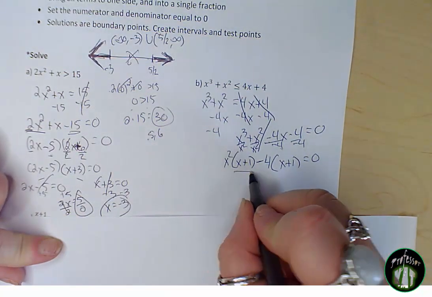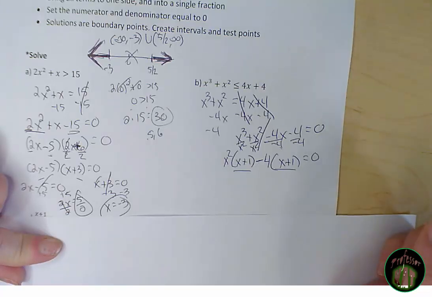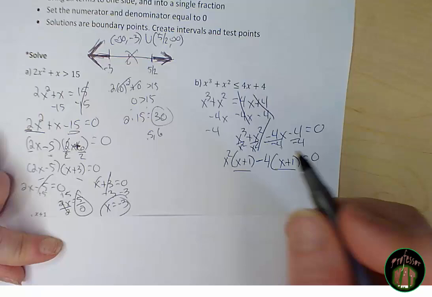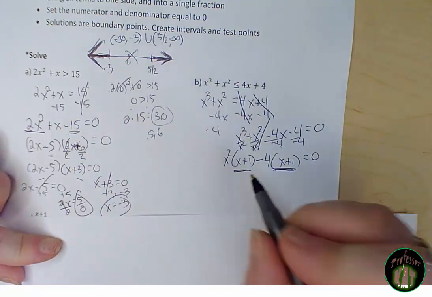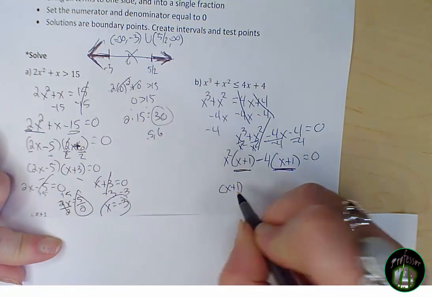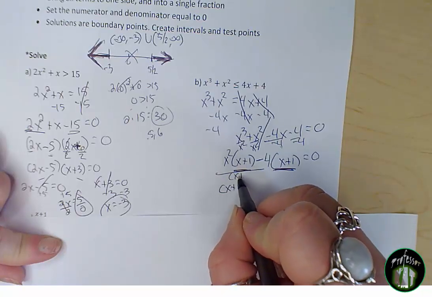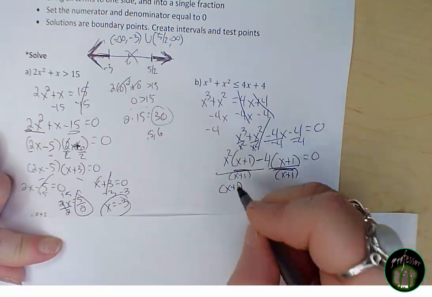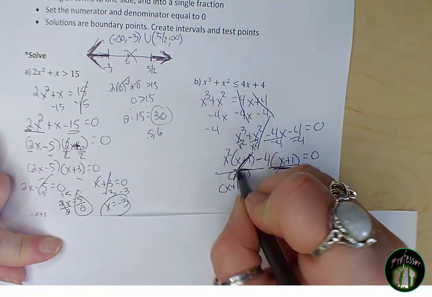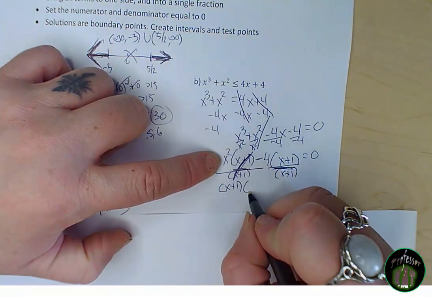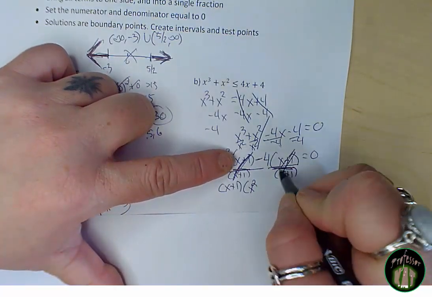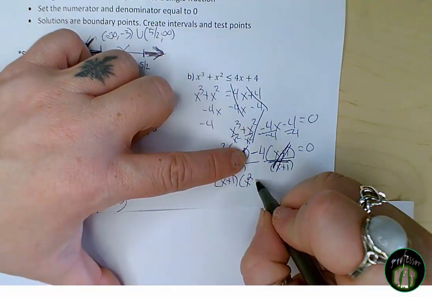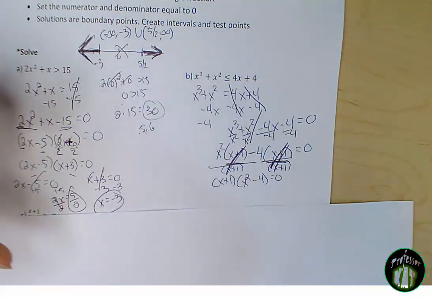Next step in factor by grouping, notice we do have the same factor inside the parentheses. That is supposed to happen every single time with factor by grouping. But now we have that factor in common. So we're going to factor out x plus 1. All right, and let's see what we're left with when we do that. When we factor out x plus 1, the x plus 1 is going to cancel here, leaving us with x squared. The x plus 1 is going to cancel here, leaving me with that minus 4.